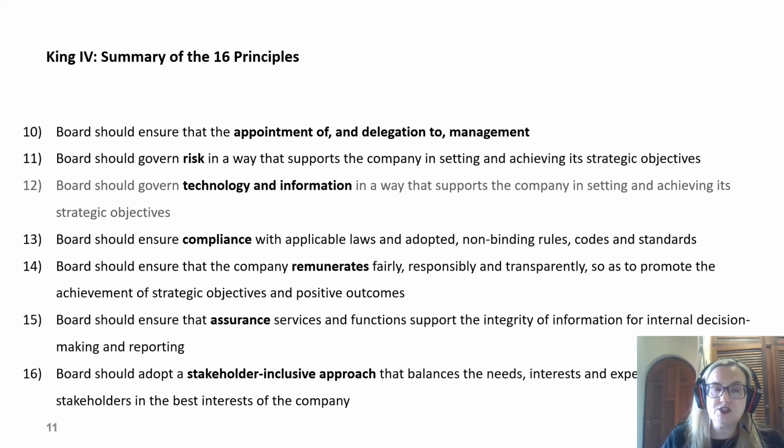And then you need to adopt a stakeholder inclusive approach, which means that when you consider the best interests of the company, you need to consider all of those interests of your stakeholder group.